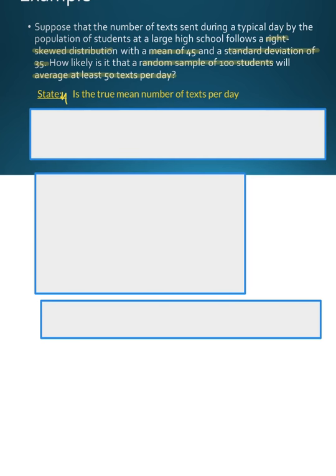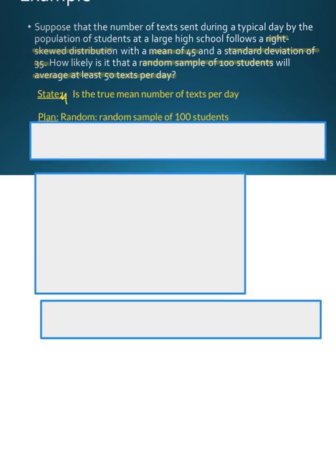First step, the state step. Remember, our first step is the state step. So here we're going to say mu is the true mean number of texts sent per day. Remember the second step. The second step is the plan step. Your first step is to state that it is a random sample, and I usually pull that verbatim from the text. So note, it says a random sample of 100 students, so we write a random sample of 100 students next to random. After random, remember we have the 10% clause.